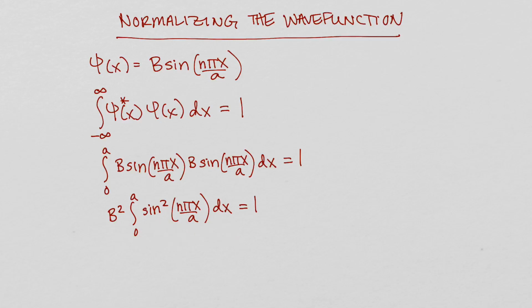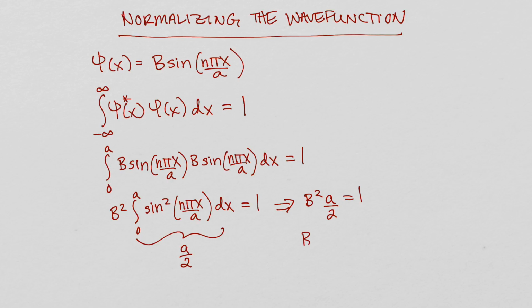So when you do find that solution, you should find that that equals a over 2. Then we'll just plug that in. So we have b squared times a over 2 equals 1. We will solve for b squared. It's 2 over a, which means our b is plus or minus the square root of 2 over a. So there is what we would call our normalization constant.